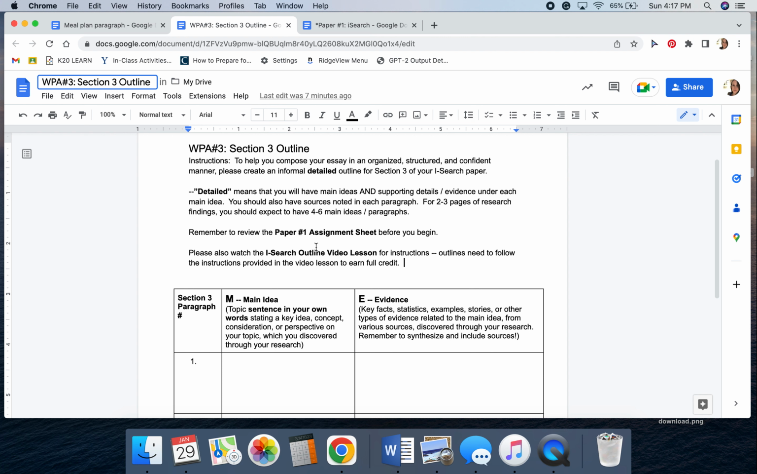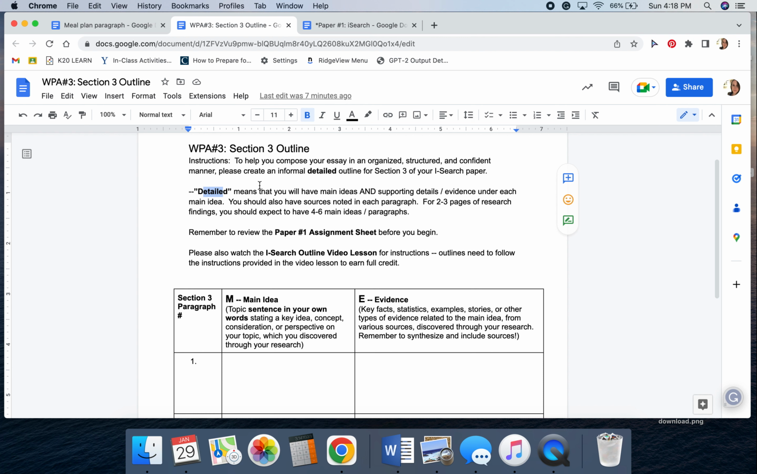So returning now to the section 3 outline, there are some instructions here. It's going to be an informal outline, and what I mean by that is you don't have to use Roman numerals followed by capital A, followed by, there are very structured rules for how a formal outline should go. You can just use bullet points. You can use 1, 2, and 3, whatever makes sense to you. But it does need to be detailed, and detailed is in bold and explained here.